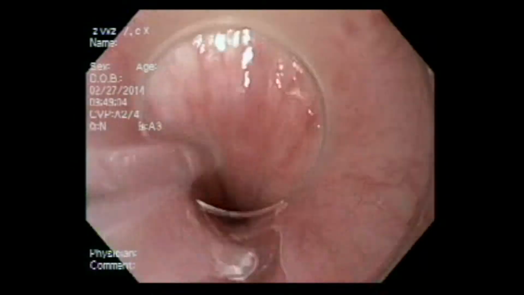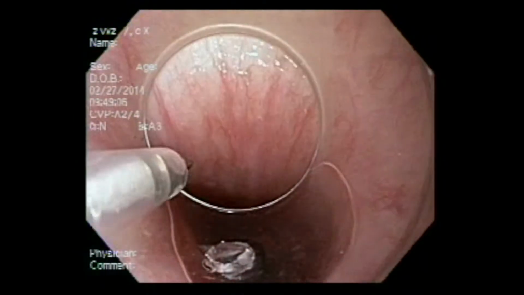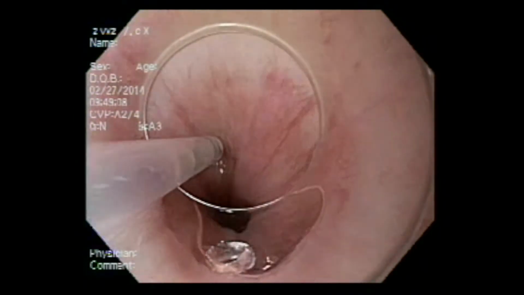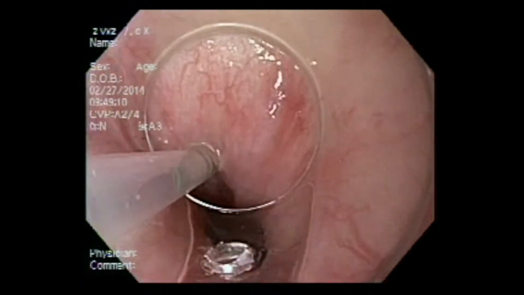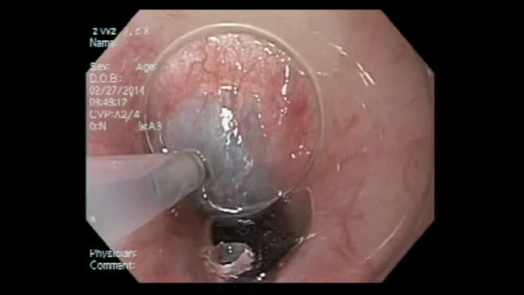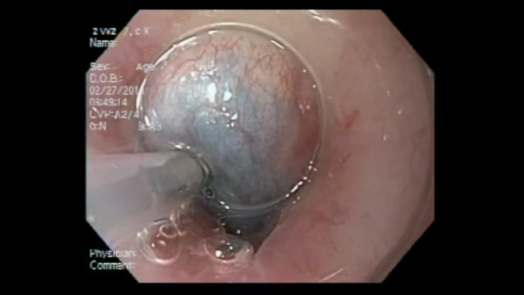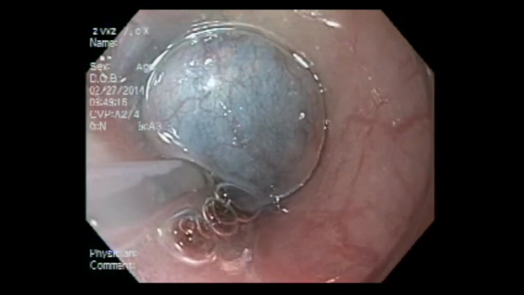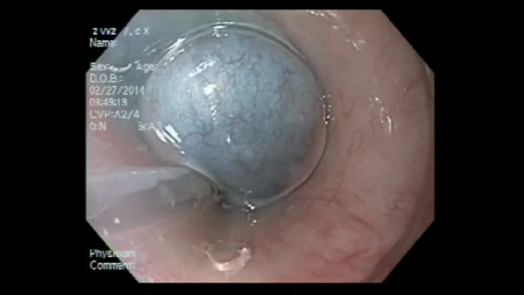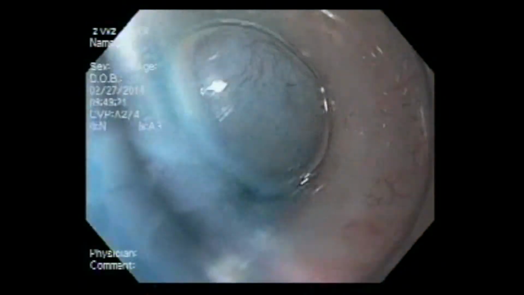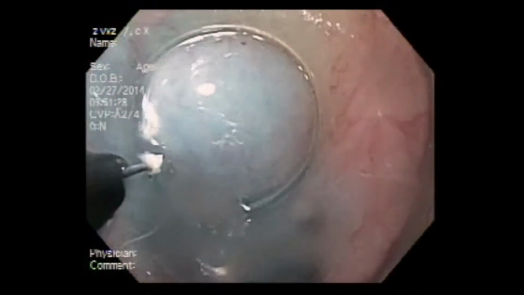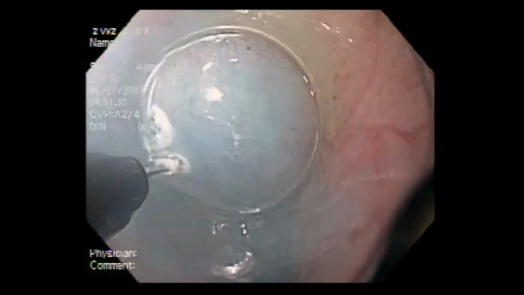Utilizing an endoscopic injection needle, the submucosal space was injected with indigo carmine dye. This is to help facilitate the mucosotomy and subsequent dissection. A mucosotomy is then created using a needle knife electrocautery. The mucosotomy is extended to a length of approximately 2 centimeters.